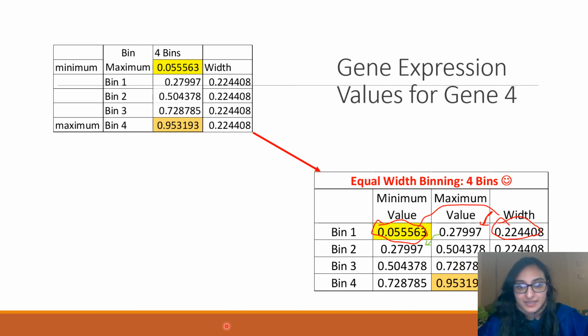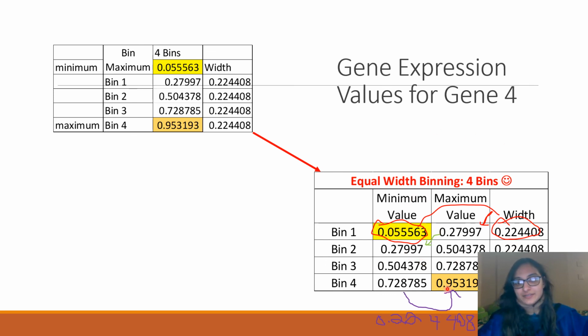So the difference again between these parts here is going to be the width. So this difference here, the distance from here to here, is going to be your 0.22448. That's what it's going to be.